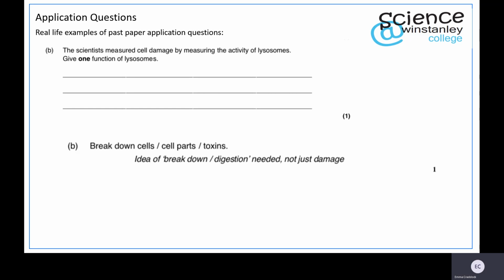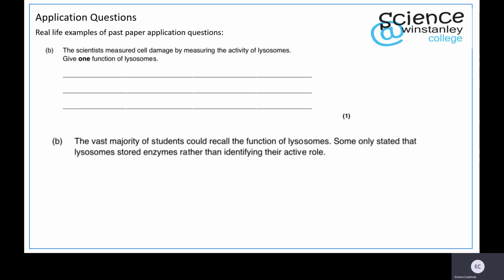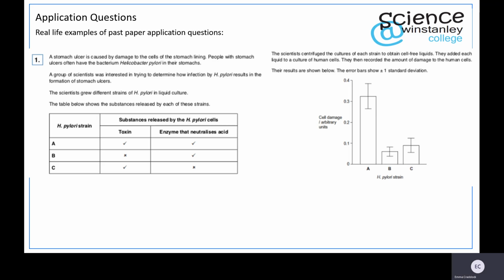Okay, so lysosome, its function is to break down cells, cell parts, or toxins. See the idea of breakdown or digestion. Students were really good at recalling the function of lysosome, but where you could fall down on this, and this is why I said do not describe what a lysosome is, some only stated that lysosomes stored enzymes rather than identifying their active role.